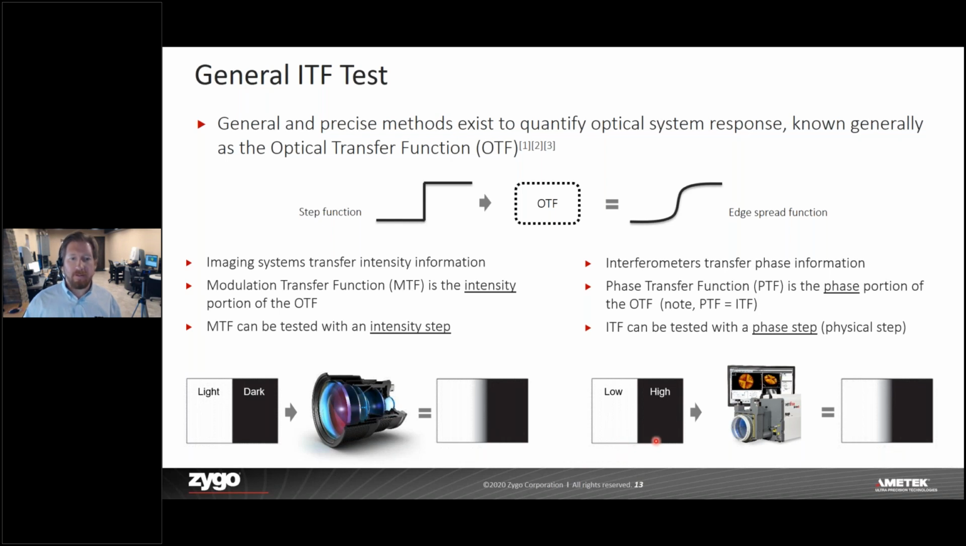So if we start with our step function input, rather than being an intensity step, this is actually a physical step with a low and a high region and a sharp step in between. If we measure that with the interferometer, we should get some response that is spread, and the amount of spread in the measurement of the step will tell us directly the ITF of the instrument.